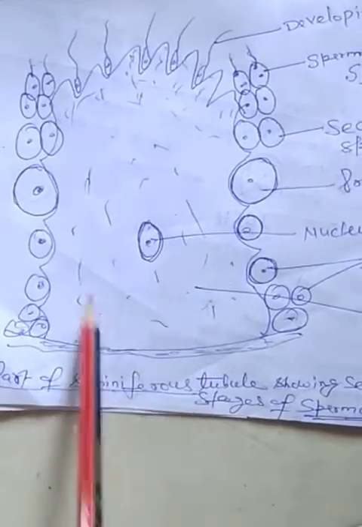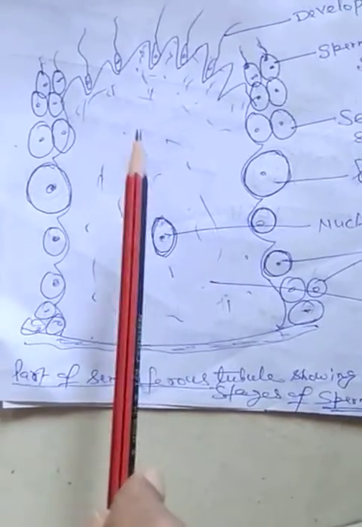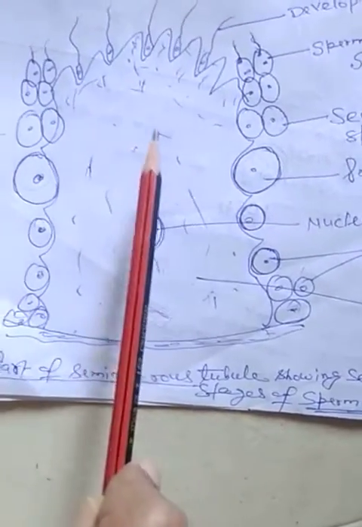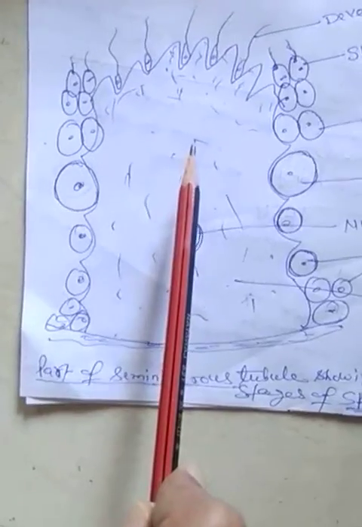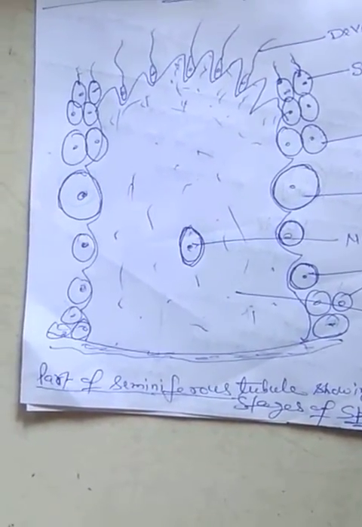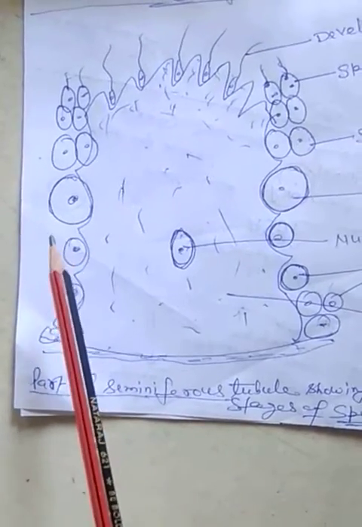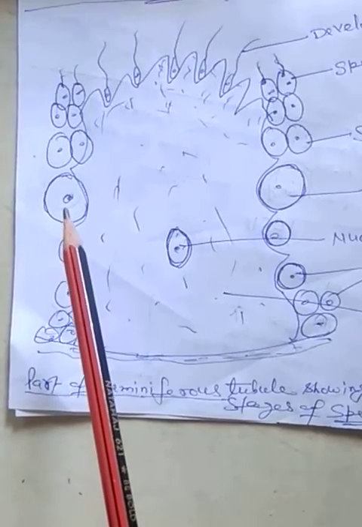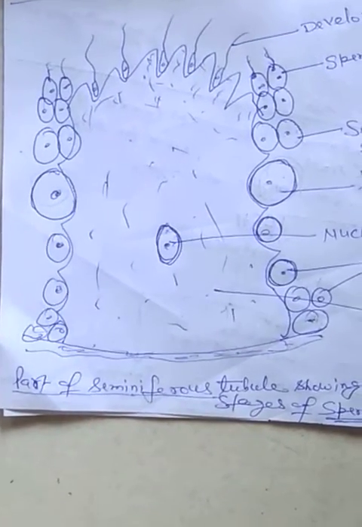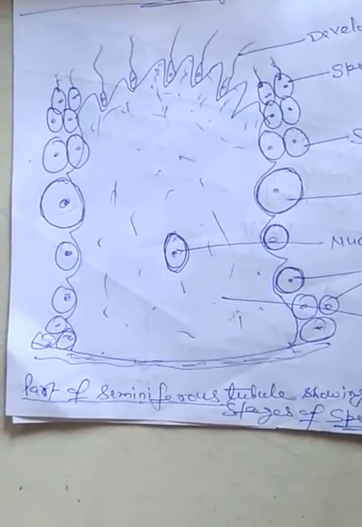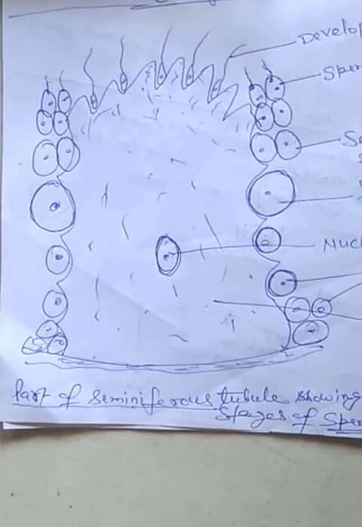So there are different functions of the Sertoli cells, and the function of the Sertoli cells is controlled by FSH, the follicle stimulating hormone, produced from the pituitary gland. The secretion of the male sex hormone testosterone from the Leydig cells is under the influence of LH, luteinizing hormone, from the anterior lobe of the pituitary gland.